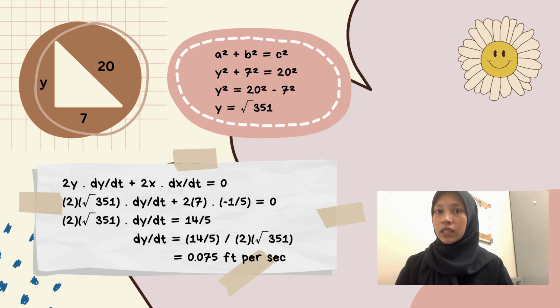Substitute the values we got in order to find dy over dt. Then, we will get dy over dt is equal to 0.075 feet per second. So, the rate of the top of the ladder after being pushed is 0.075 feet per second.